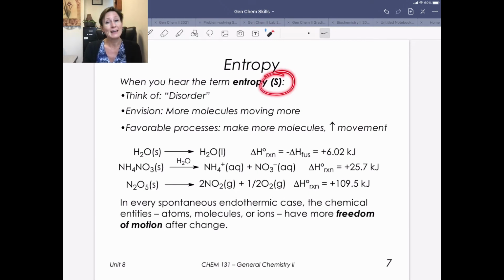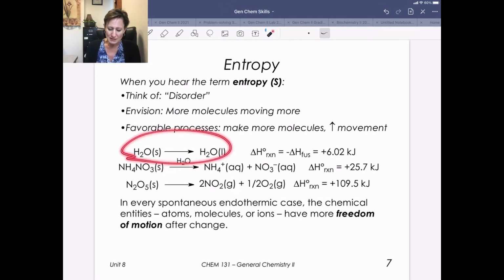So entropy has the letter S. And when you think about entropy, I want you to think about disorder. I want you to think about and envision the phrase more molecules moving more. If we can make more molecules and make them move around more, we're increasing the entropy. So processes that are favorable are going to make more molecules or allow those molecules to move around more.